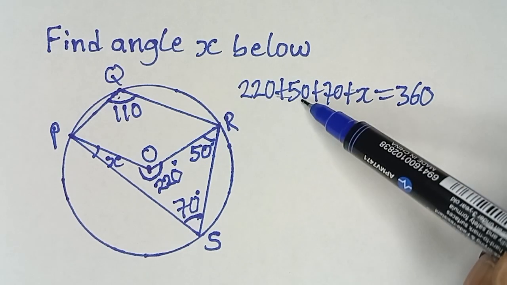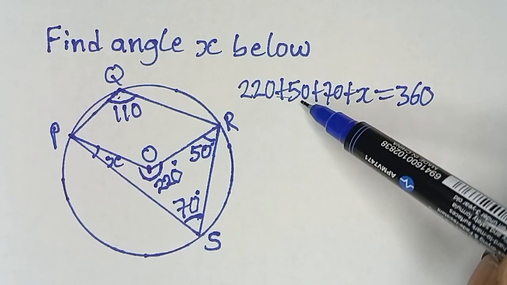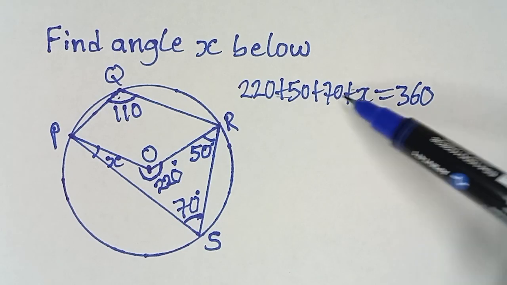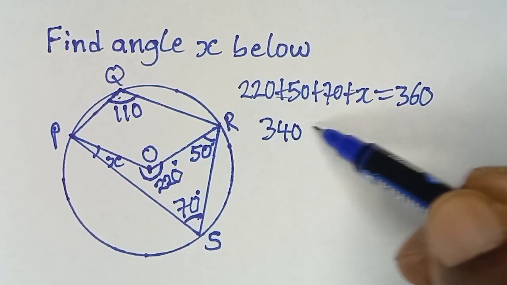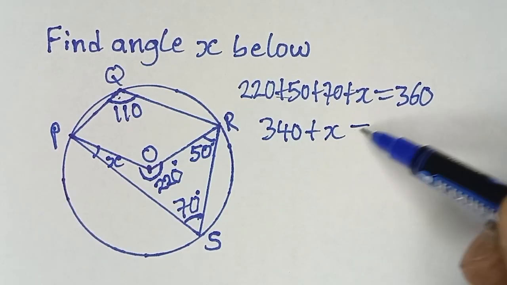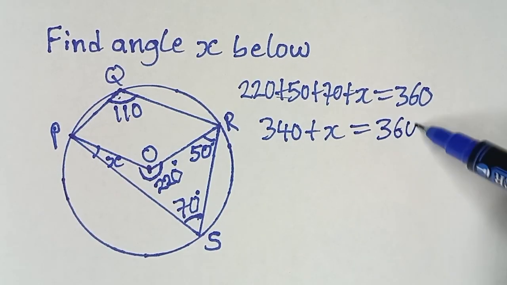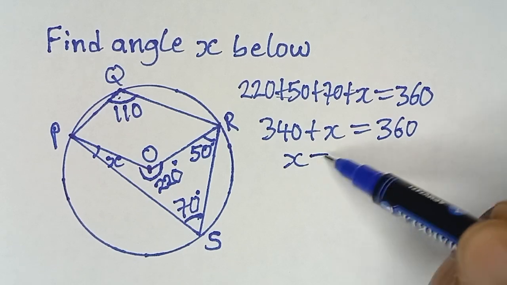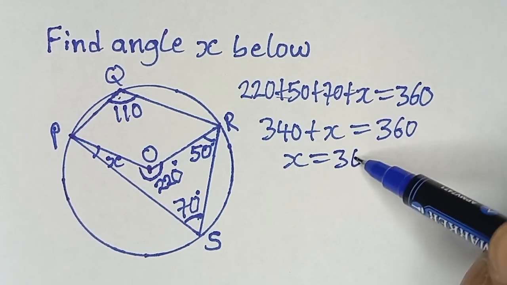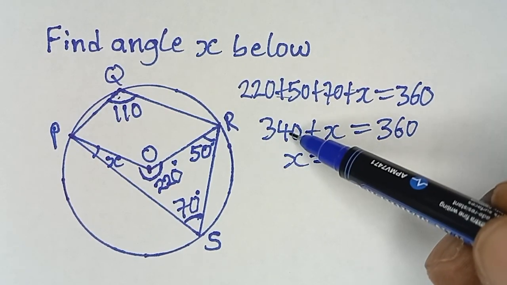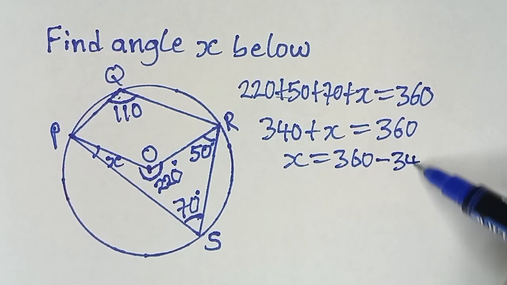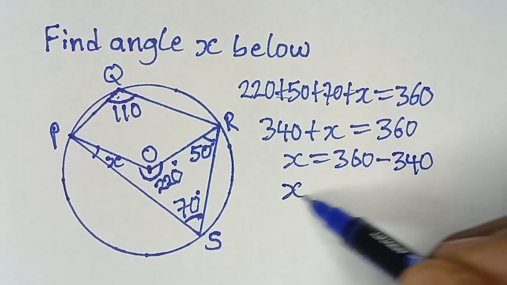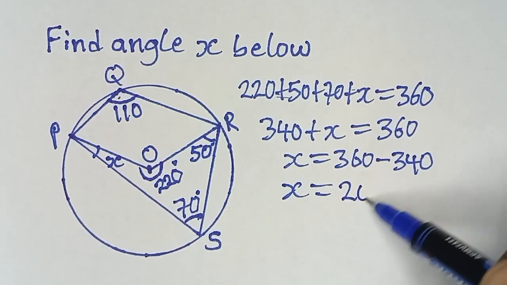So 220 plus 50 will give us 270. 270 plus 70 will give us 340. So 340 plus X is equal to 360. From there, X will be equal to 360, and when the 340 comes to this side, it becomes minus 340. From there, we can say X is equal to 20 degrees.